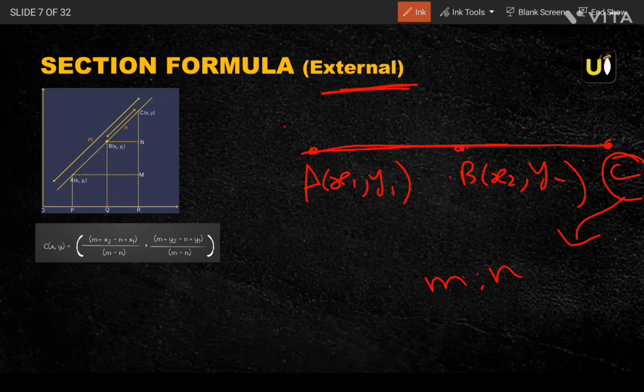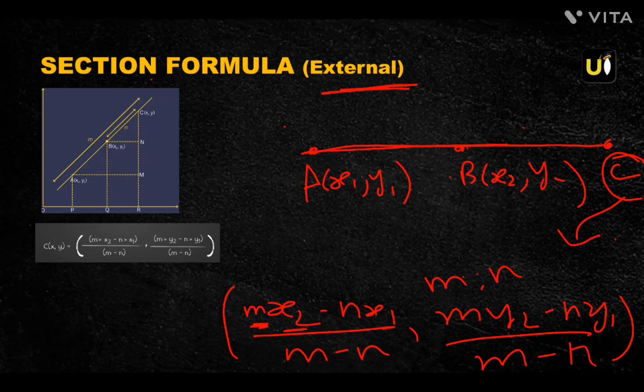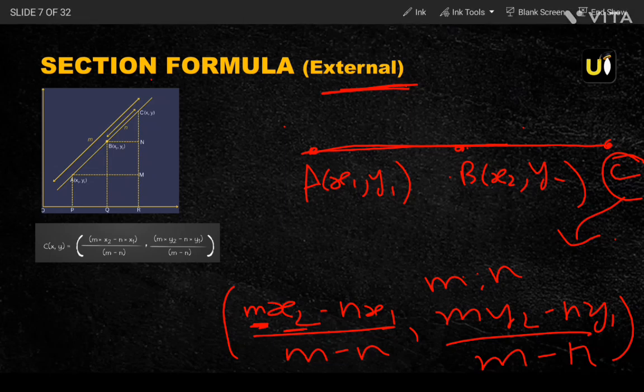The formula is similar to the first one, but the plus is replaced with minus. That means m x2 minus n x1 by m minus n comma m y2 minus n y1 by m minus n. Be careful, when it is given as internal division, we write plus in place of minus, and also here we are multiplying x2 with m. Okay, this section formulas are very important. Many questions will be asked.